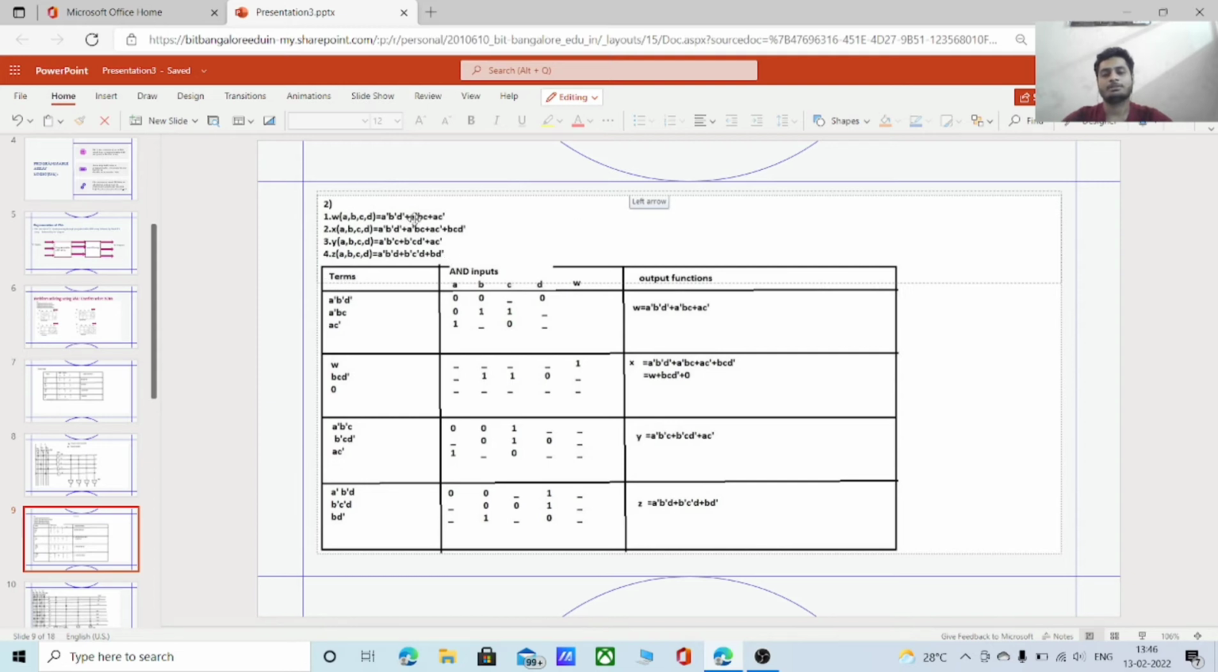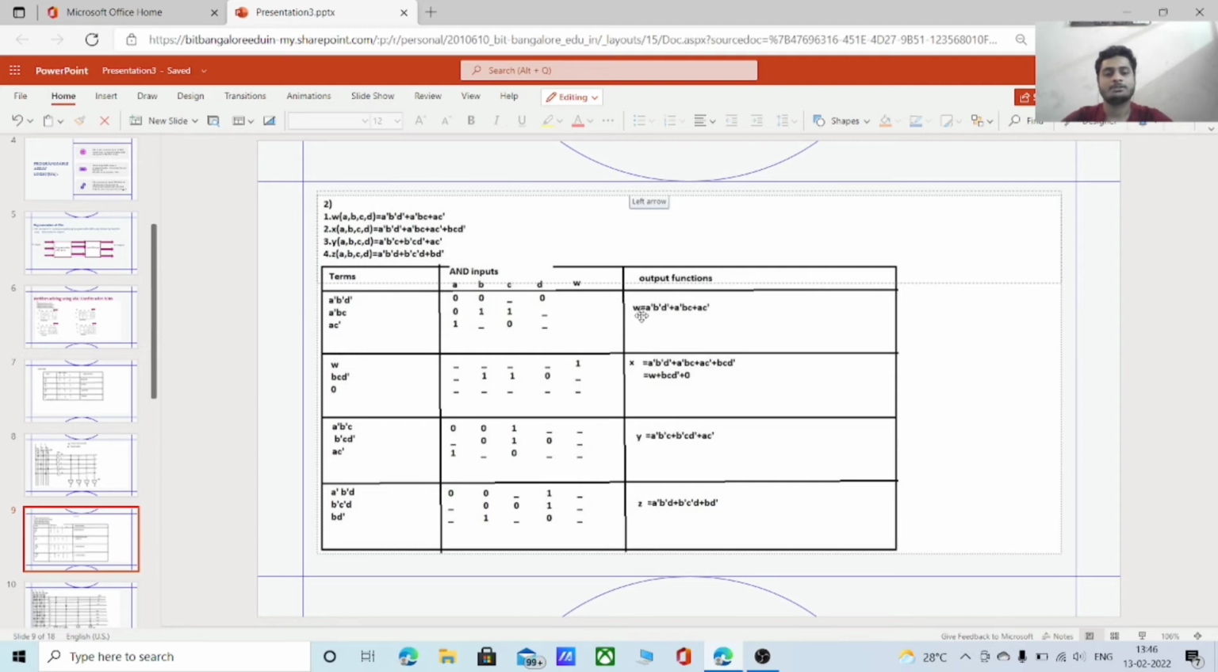So let's consider all the terms. The first term is A complement B complement D complement. The second is A complement BC, and the third term is A into C complement. Let's represent these in AND inputs. For the first term, A is 0, B is 0, we don't have C, and at D we have 0. The second term is A complement BC, so at A it's 0, at B it is 1, at C it is 1, and we don't have a D term, so we put a dash. And the third term is A into C complement, so at A we put 1, we don't have a B term, and at C we put 0, and we don't have a D term.